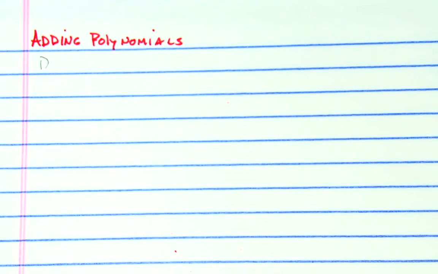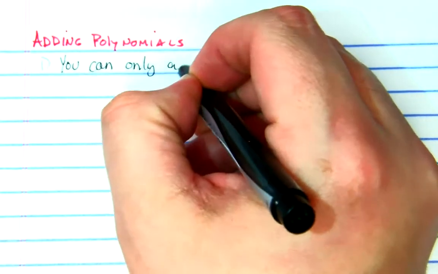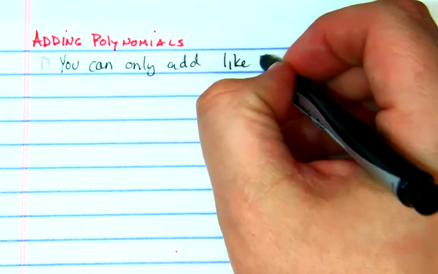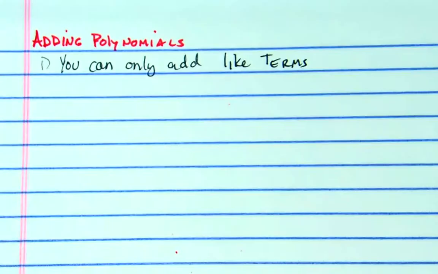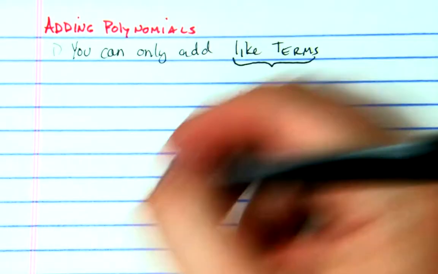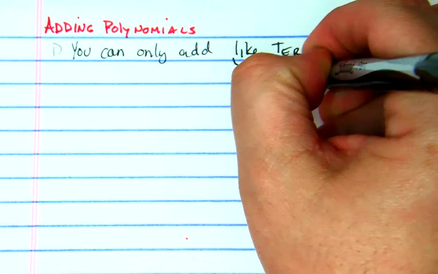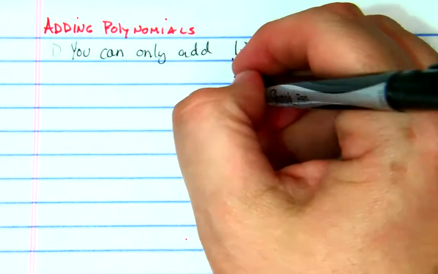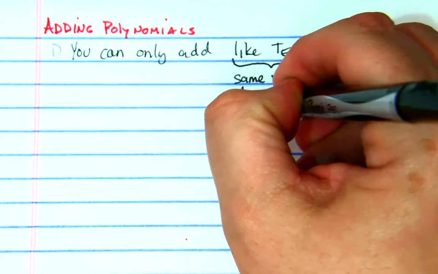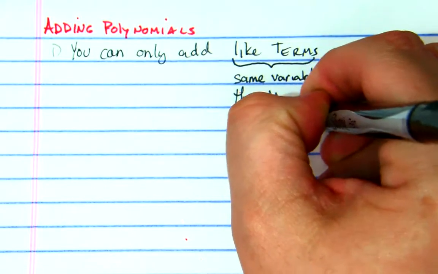First thing you need to know is you can only add like terms. So, like terms are going to have terms that have the same variable or variables, and those variables have the same power. So, some examples.